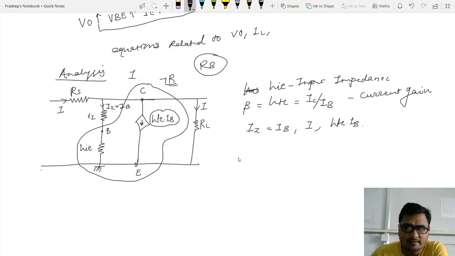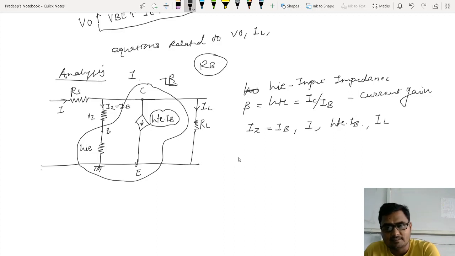And again another current, that is IL. We should not forget the load current. Whatever the load is, the current is flowing through it. So let us consider this IL also. Now from this IZ, IB, HFE IB and IL, let me write the equation of total current I.